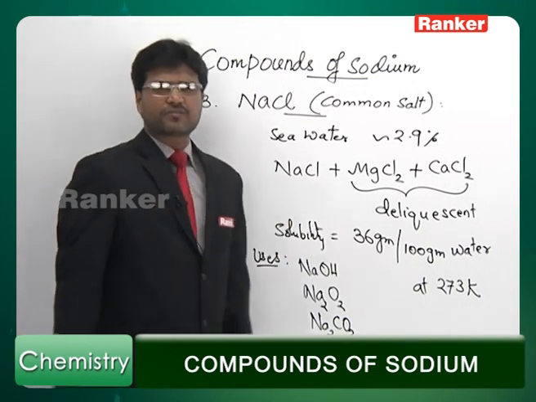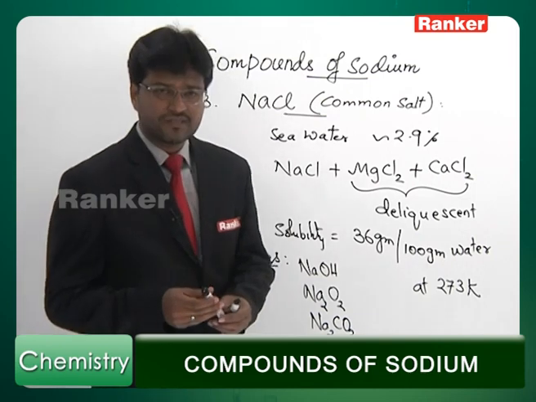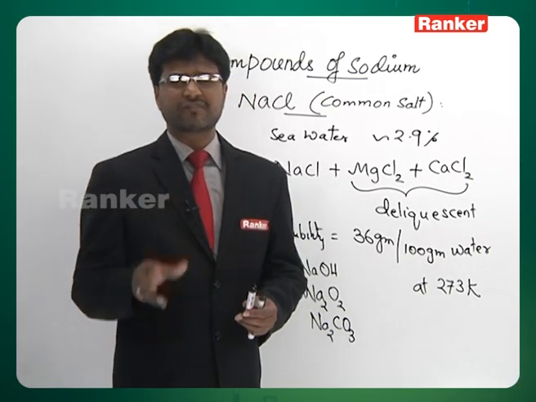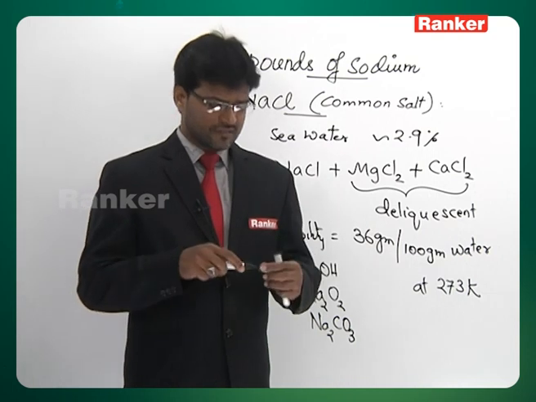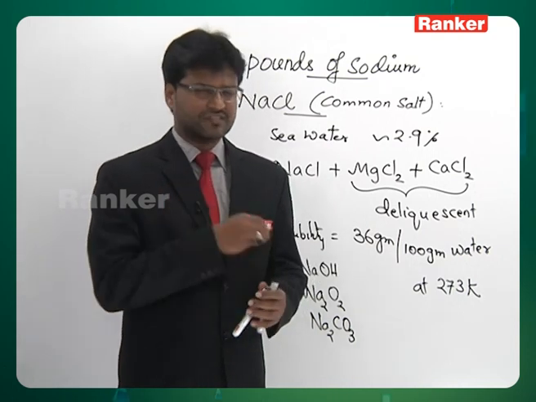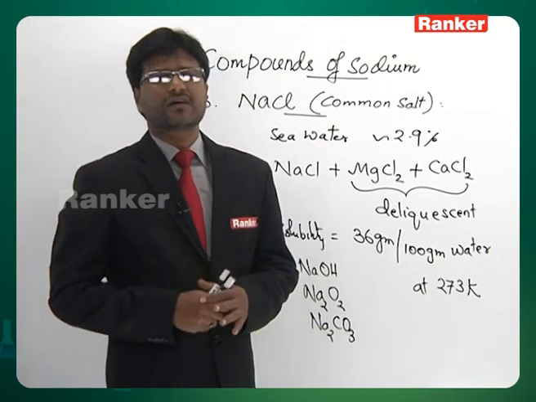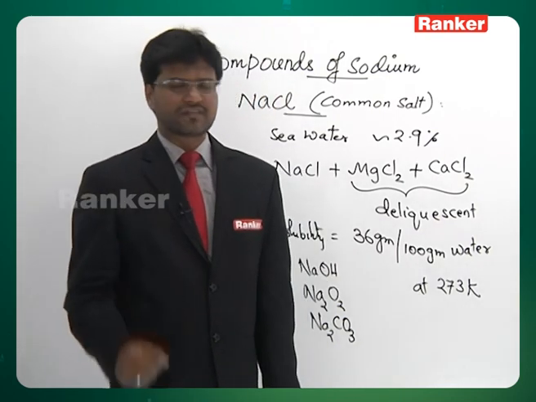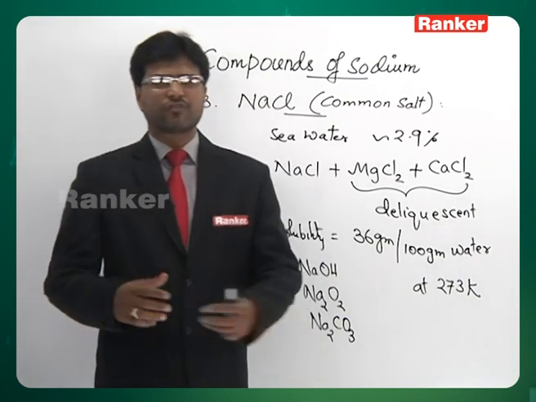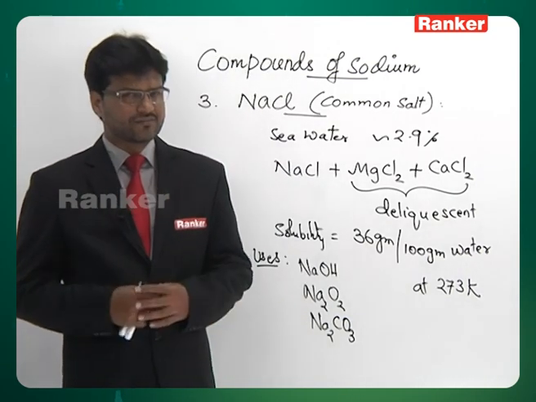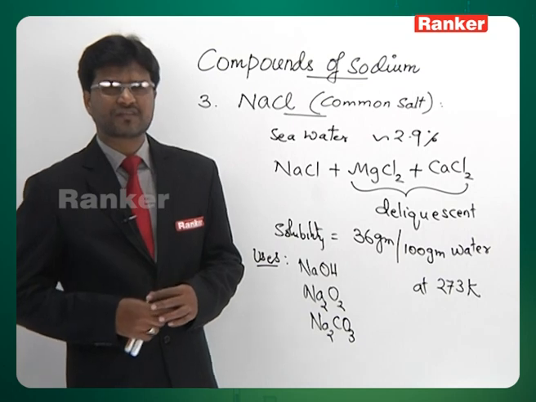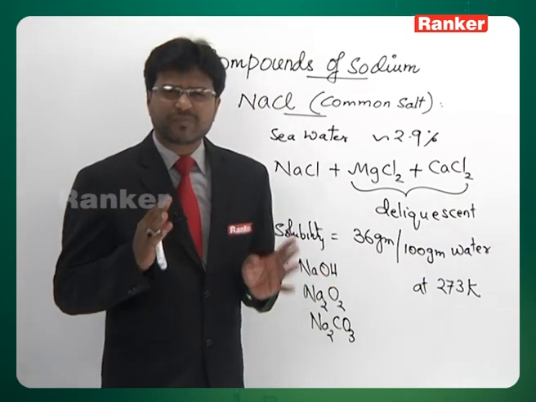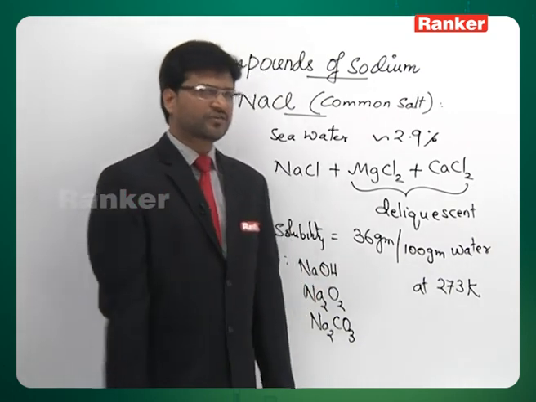That's about sodium chloride. So remember, the major source of sodium chloride is seawater. To the extent of 2.9% it is present in seawater, and it consists of two important impurities, calcium chloride and magnesium chloride, which make it deliquescent. Its solubility in water is 36 grams per 100 grams at 0 degrees Celsius, and its solubility is almost independent of temperature. That's all about sodium chloride.